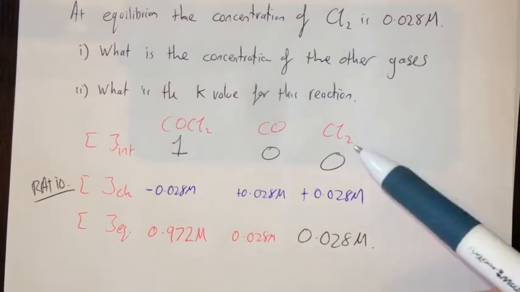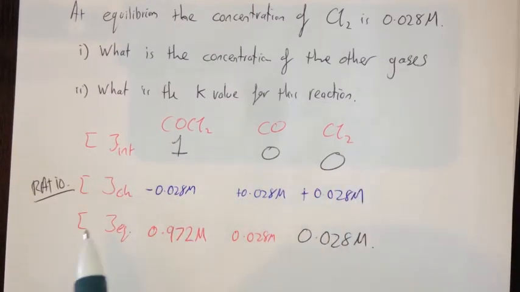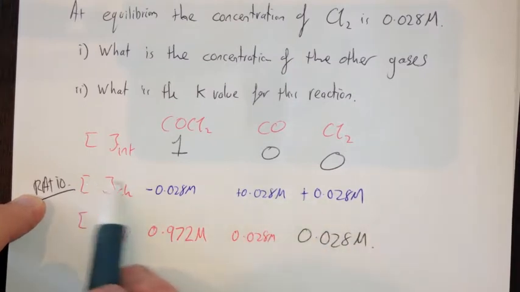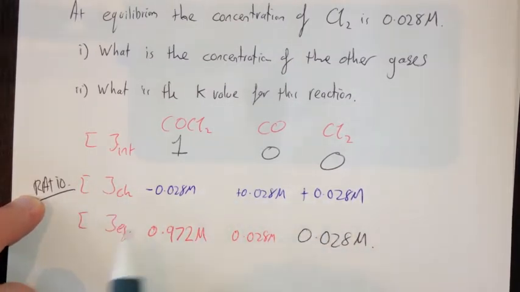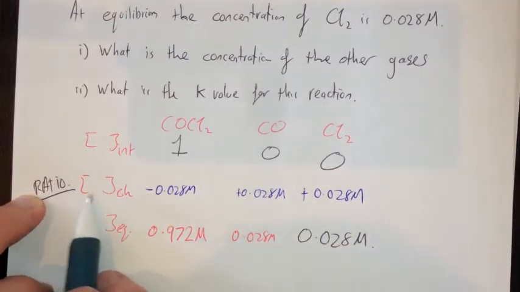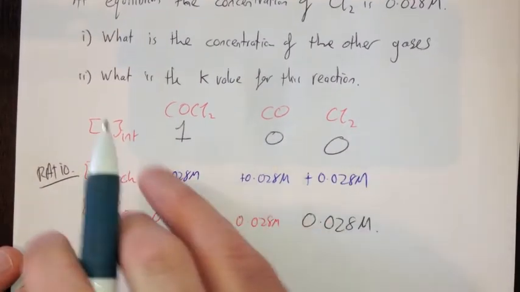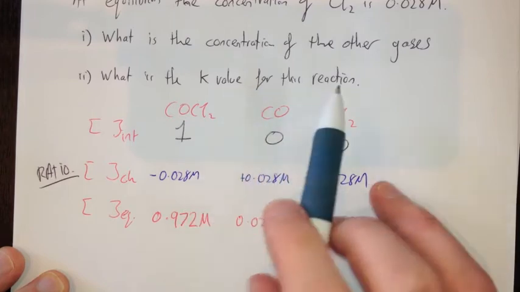So we have our concentrations of each of these at equilibrium, just by thinking about what my initial was and what my change was, and working it out. Remember, your ratio happens here in the change line. This is where you do your mole ratio, not at equilibrium. Now we need to work out what our K value is for this reaction.